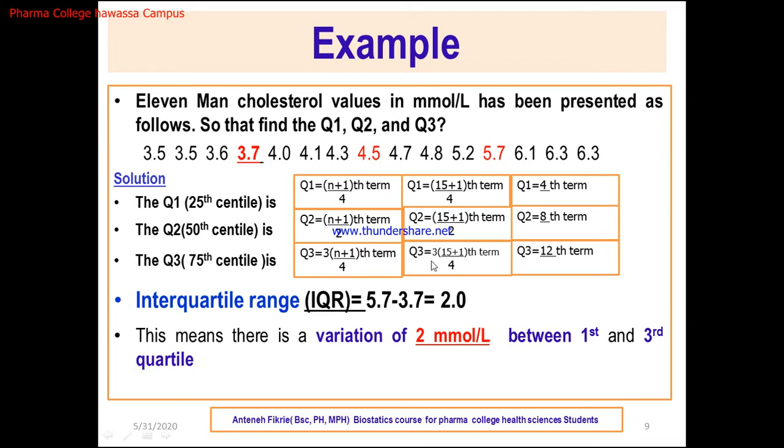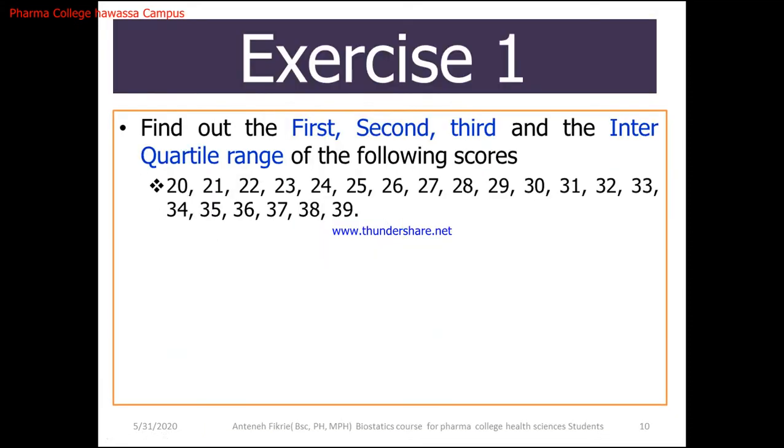So this is how the quartile and interquartile range are used in biostatistics. The most common one is the interquartile range. So take it as a self-exercise and homework. Do it by yourself. Fortunately, the data has been put in ascending order, so you simply calculate the first, second, third quartiles and the interquartile range for the following scores. So try and you will become perfect.